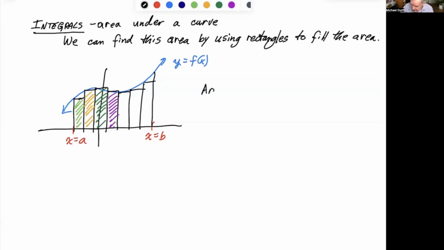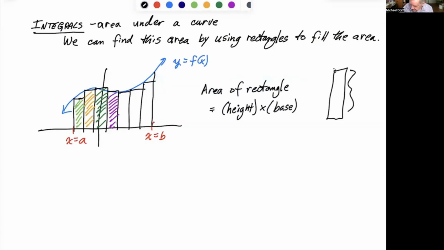So what's the area of the rectangle? Well, it's going to be height times base, right? I have a rectangle here. This is its height. This is its base. So the area is just height times base. What gives us the height and base? That height is the function value, in this case, f of a. The function value, f of x, gives me the height of the function. So the height is going to be f of x, depending on what my different x values are.